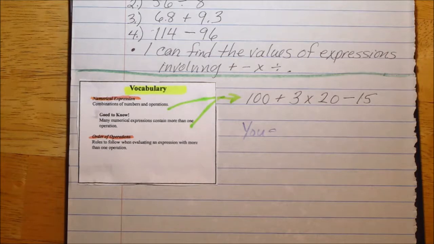And that means I can't simply take 100, add to it 3, then multiply by 20, and then subtract 15 from whatever I had there and get the right answer. You can't do that. The order of operations tells us we have to do it in a different order in order to get the correct answer. And I'll give you a demonstration of that in just a second.